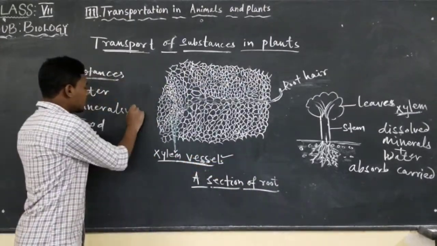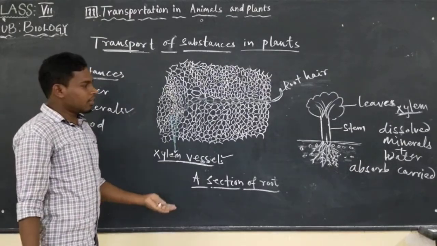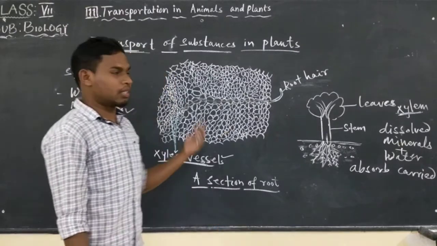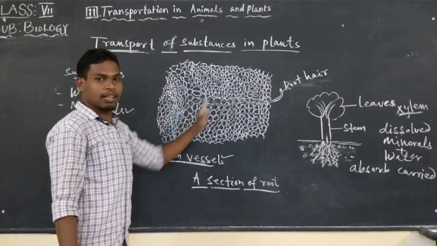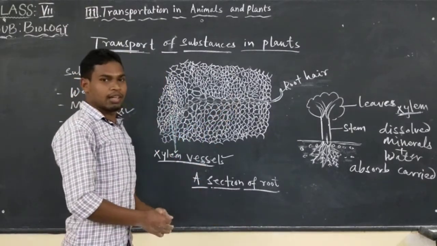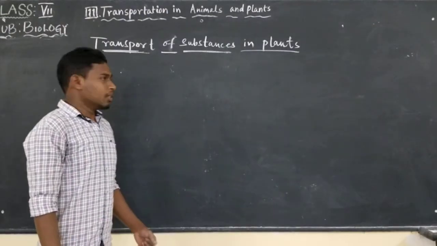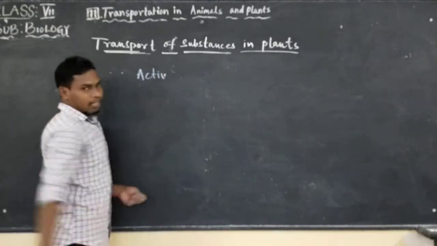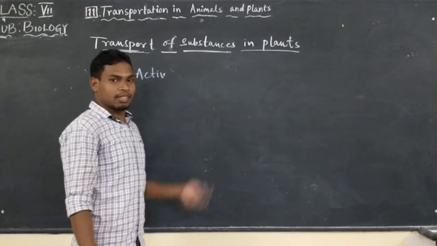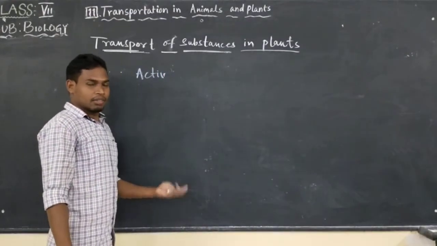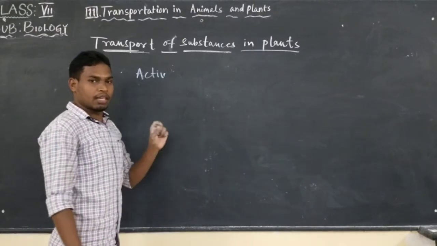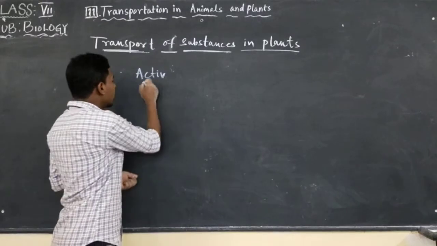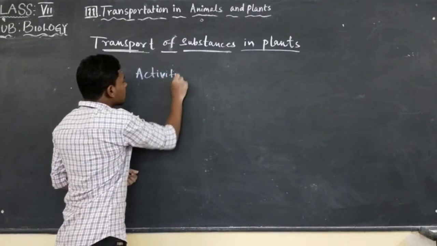To see how minerals and water are transported from the root to the upper portion of the plant, we are going to see an activity. In order to understand how minerals are transferred by the help of roots, minerals and water, we will discuss an activity.